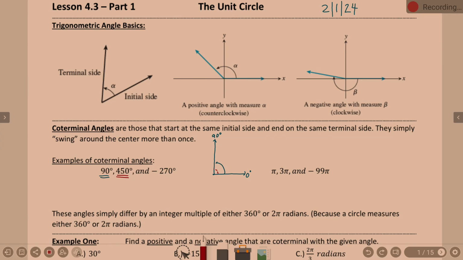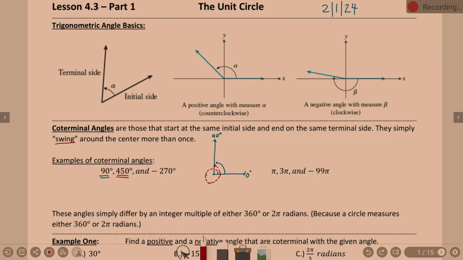If I start at 0, right there I'm at 90. If I keep going, right now I'm about at 180. Are you following with me? Now I'm about at 270. Where am I at right now? 360. How much farther do I need to go to get to 450? Another 90. What just happened? Did I end at the same place as the previous angle? So when they say that they simply swing around the center more than once, that's the idea there.